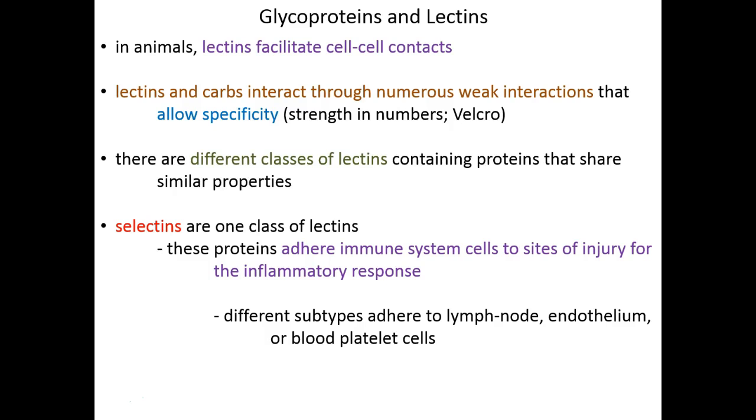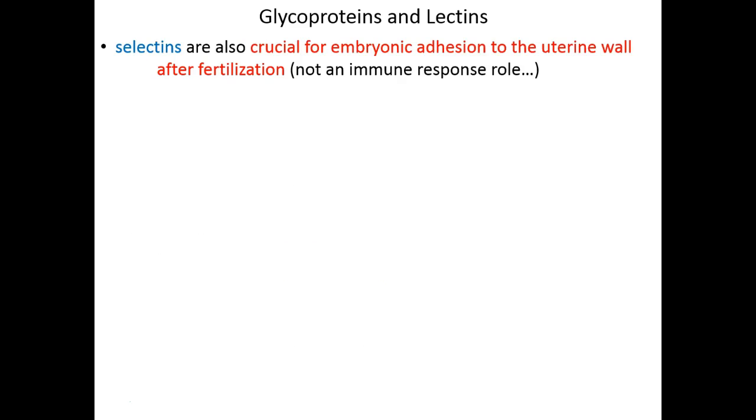There are different subtypes of these types of selectins. Some allow adhesion to lymph node cells, to endothelial cells. Blood platelets actually have this type of interaction as well. Other selectins are expressed by the embryo right after fertilization. And in fact, the initial implantation of an embryo to the uterine wall, just as that zygote or that new embryo is floating by the uterine wall, is through a selectin glycoprotein interaction.